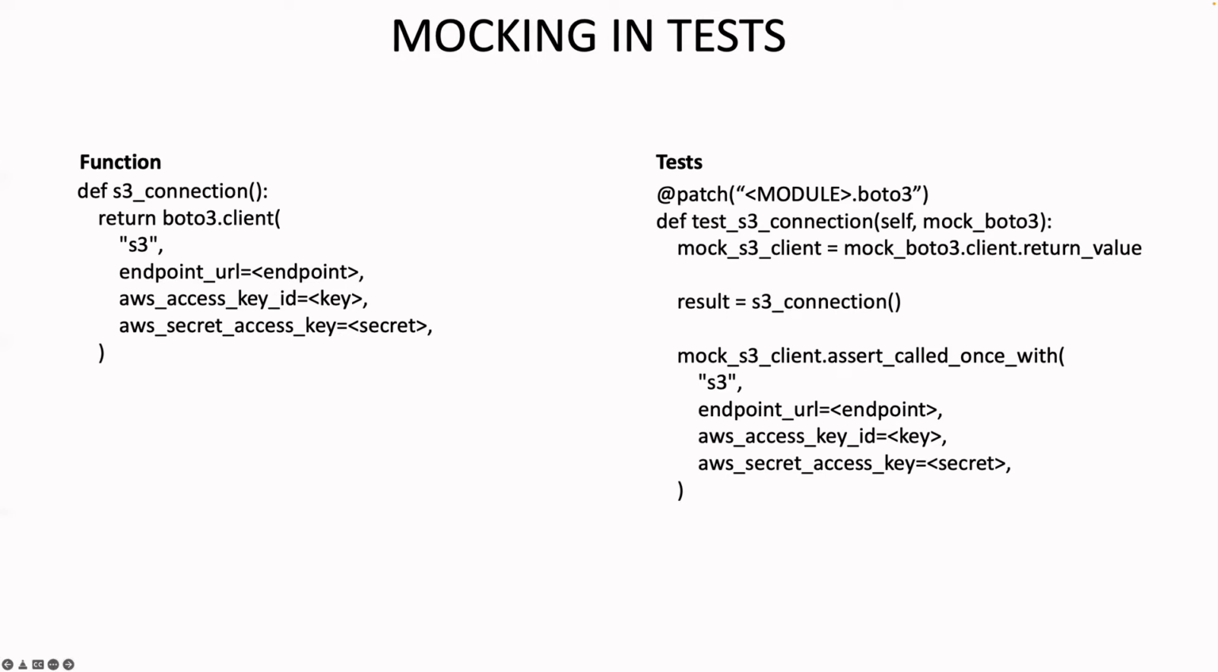You just patch Boto 3, and the module is the location of this function, whichever Python file it's in, is what you'd put where it says module. And then just inject Boto 3 afterwards, so that it knows what is mocking in that module. And then you just need to provide a parameter that you can use in the test.